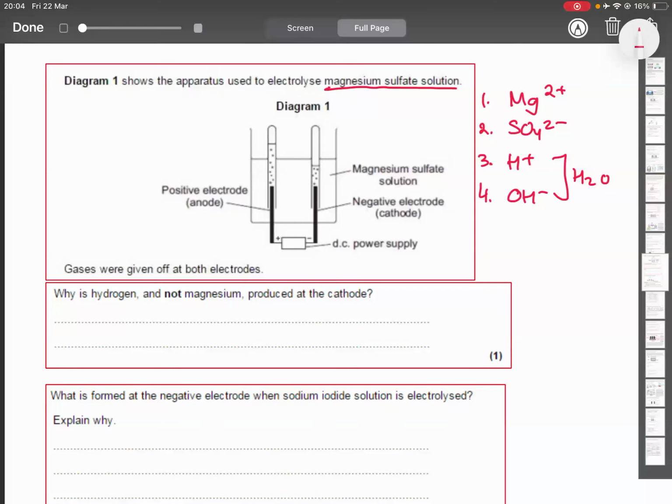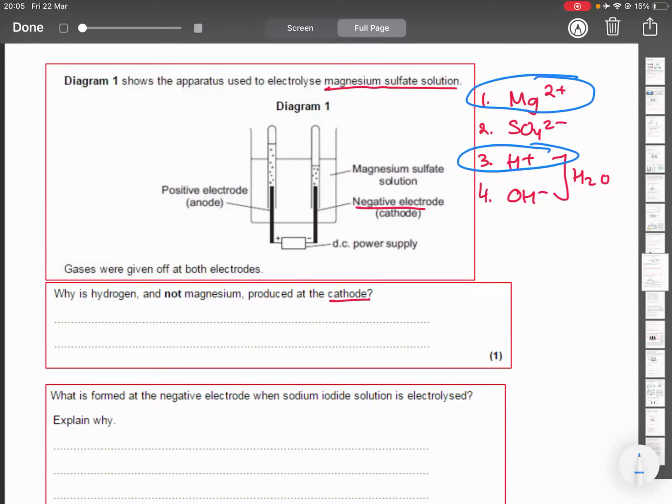So magnesium sulfate solution, because it says solution in it, you have to include H+ and OH-. And the ions of magnesium sulfate are Mg2+ and SO4 2-. I'm going to go through the ions with you afterwards for sulfate and nitrate and stuff like that. So the question says, what is produced at the cathode? Okay. So the cathode is the negative electrode. So it could have been any of the positive stuff. It could have been this, or it could have been this.